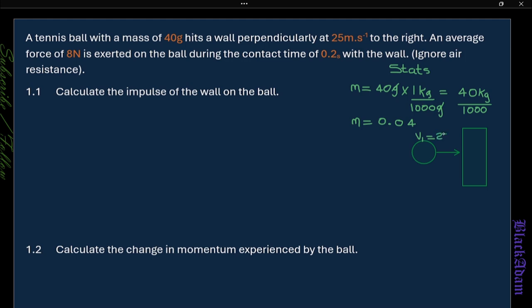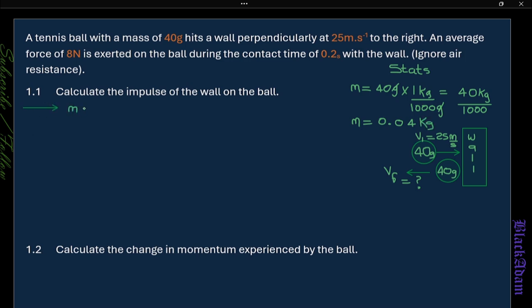Then we have the ball that goes to the wall with an initial velocity of 25 meters per second. Then the ball bounces back. The final velocity we don't know yet. The mass of the ball is 40 grams, which is 0.04 kilograms.